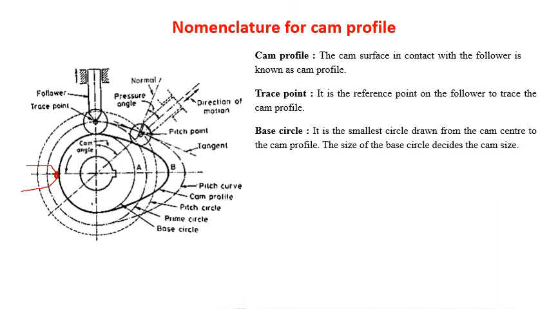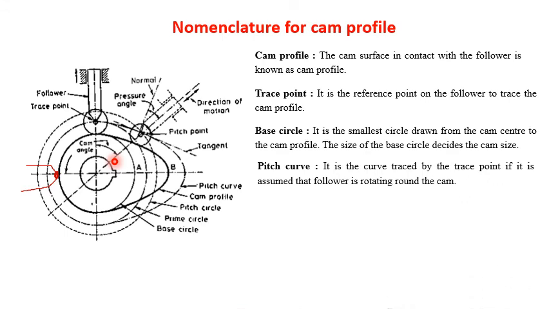The third one is base circle. This is a very important component of the cam because this defines the size of the cam. It is the smallest circle drawn from the cam center to the cam profile. So the size of the base circle decides the size of the cam. This circle is the base circle. Always the first step in the drawing of the cam profile is we have to draw the base circle. So this base circle decides the size of the cam.